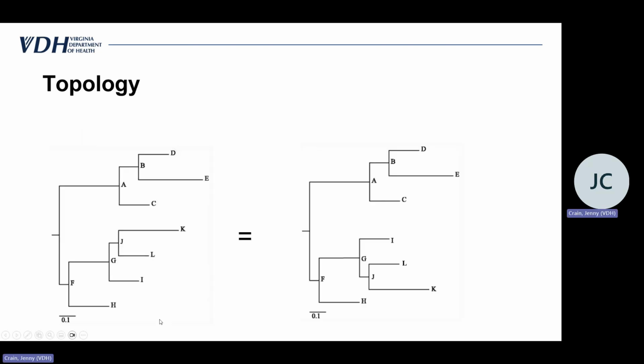Okay, so topology, in terms of talking about the shape of the tree, it's really important here to understand that any of the branches can be rotated around the axis of the node. So these two phylogenetic trees show the exact same thing, even though the bottom branches are rotated around this node G. So these are in fact identical.